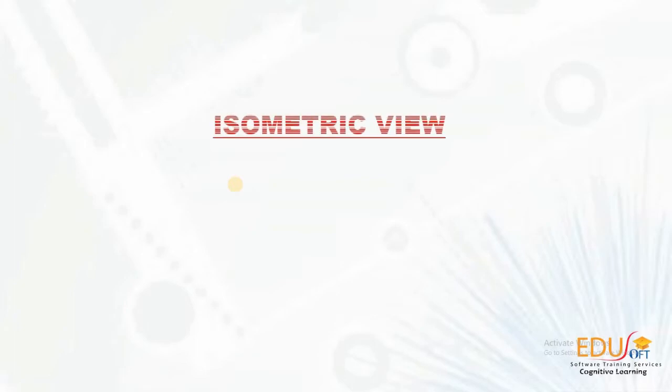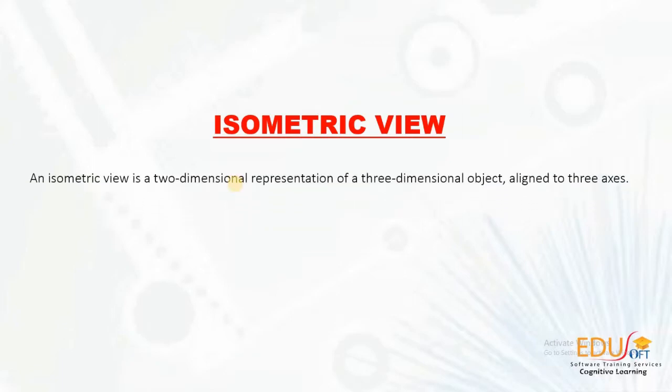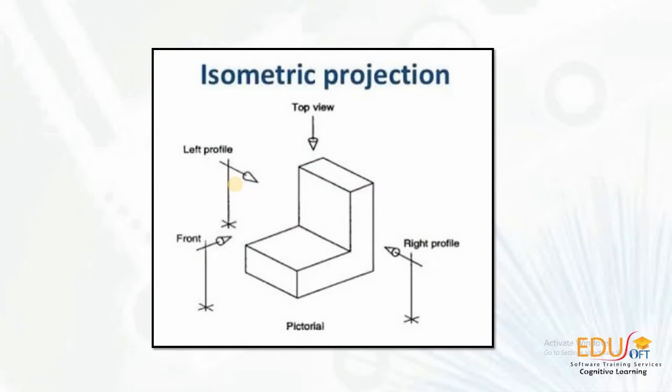Hi friends, today we will discuss how to draw an isometric projection in AutoCAD. Isometric projection is a method for visually representing three-dimensional objects in two dimensions. This is an example of an isometric projection.